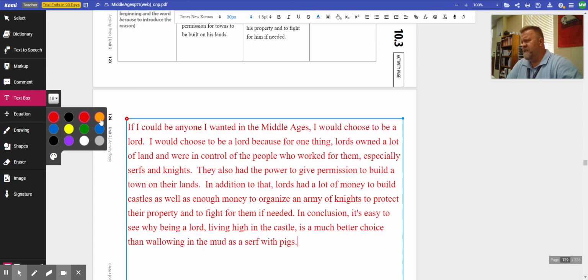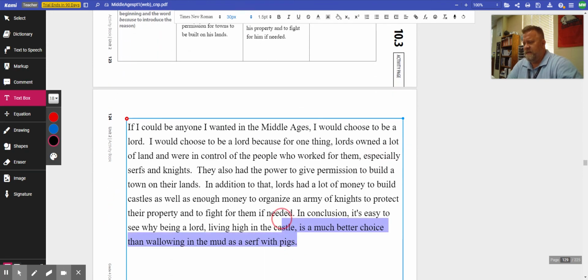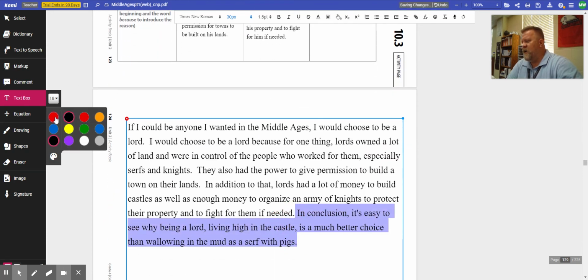Let's see if I did a good job. I'm going to put this one in black. Oh, I accidentally highlighted it all. So I'll put this in blue.